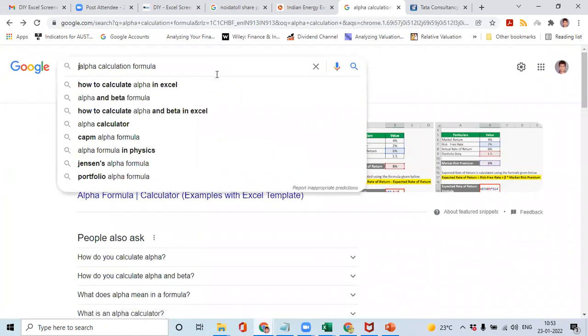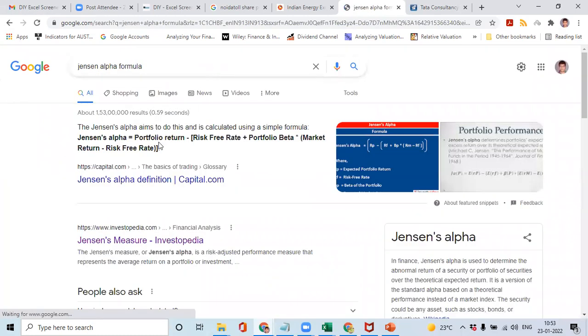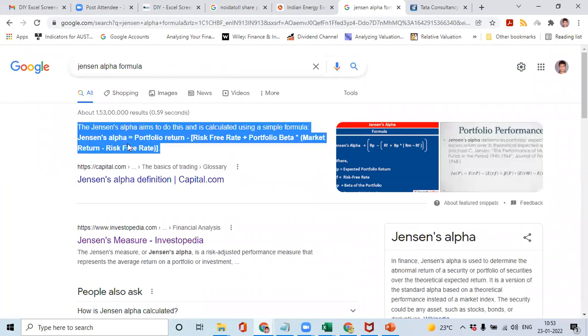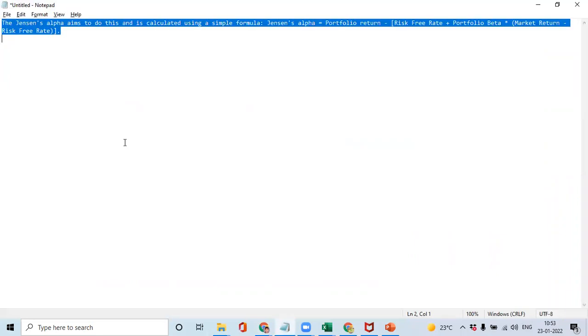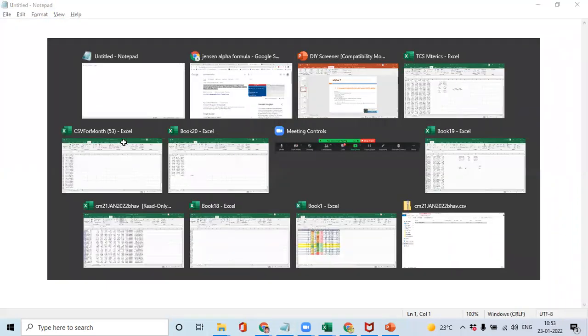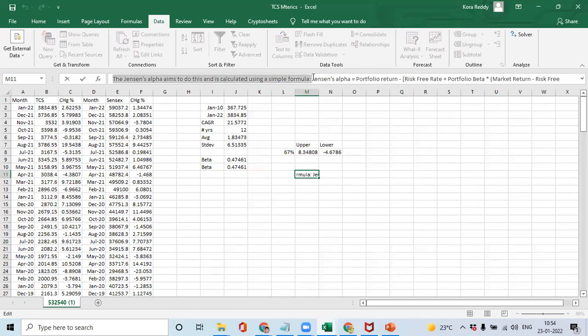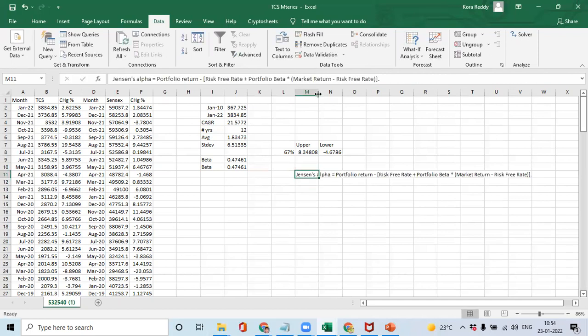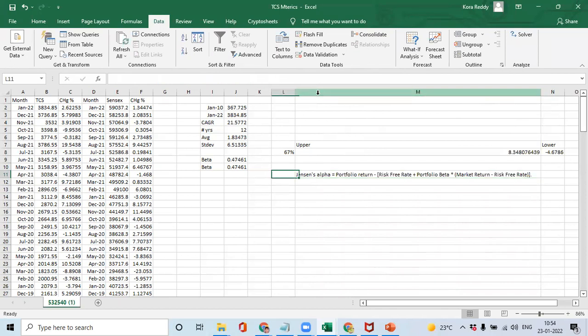It's called Jensen alpha. That's the technical term for these. This is the one, right? So just copy it, whatever. All right, so what is it? Portfolio return, right? What is a portfolio return?